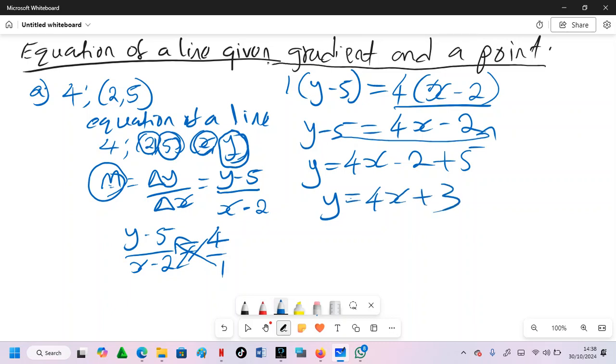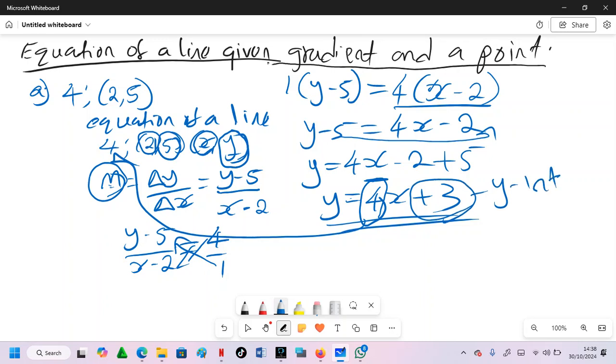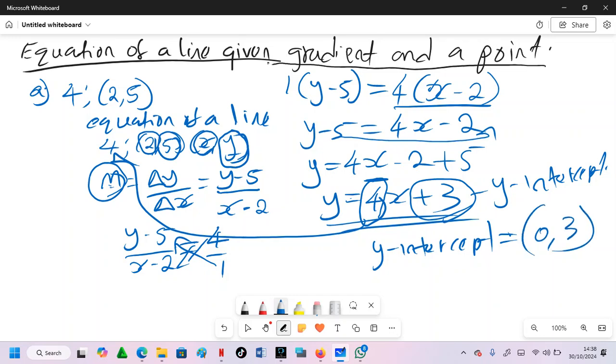From this equation you can really see that our gradient is coming there. The moment m is not the gradient, don't wait to be told you're wrong. And then we can see that this one is the y-intercept. The y-intercept means that is where the line cuts the y-axis, and at the y-intercept x is 0. Sometimes they will tell you to find the gradient or the y-intercept. So you'll say that the y-intercept will be (0, 3), because at the y-intercept x is always 0.